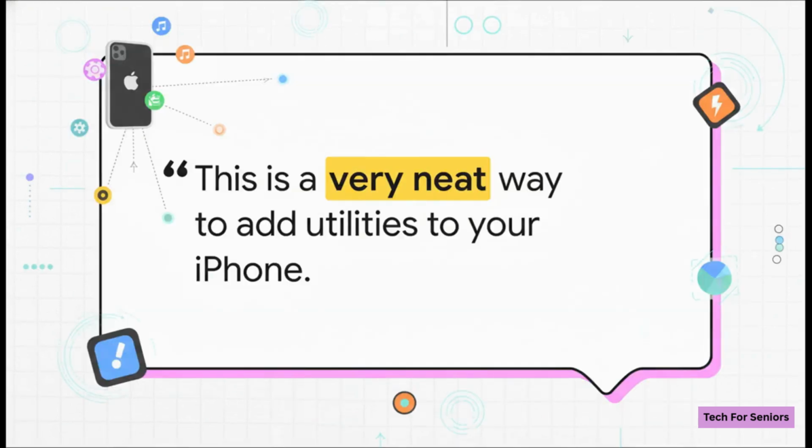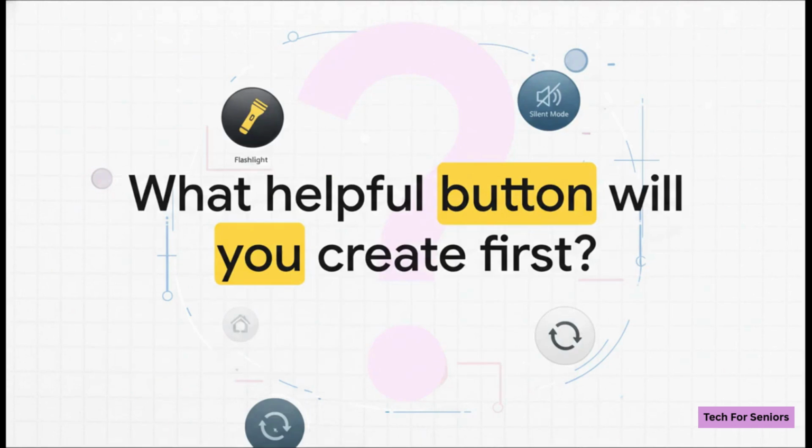And that is really what this is all about. Your phone should work for you, not the other way around. With Shortcuts, you have the power to customize your phone so it fits your needs perfectly, making it easier and, honestly, a lot more enjoyable to use. So now that you've got this new skill under your belt, the only question is, what are you going to build next? A button for your flashlight? One for silent mode? The choice is all yours.